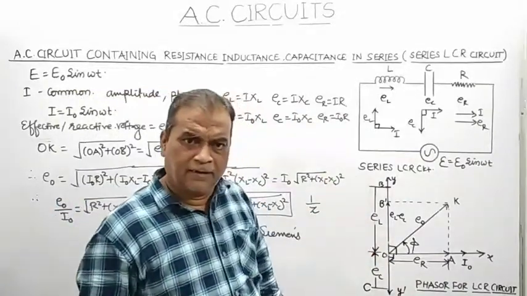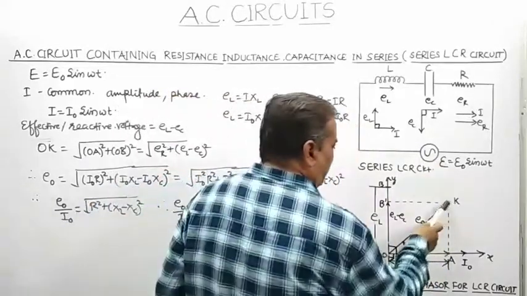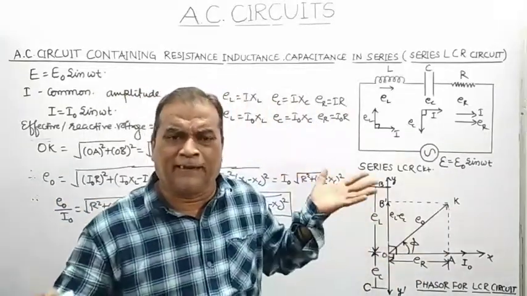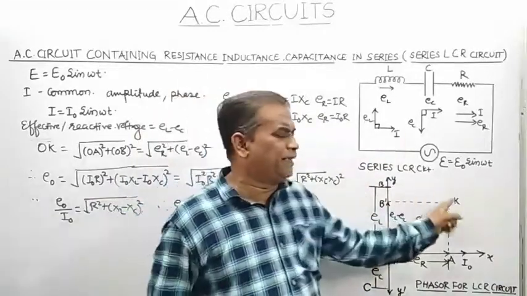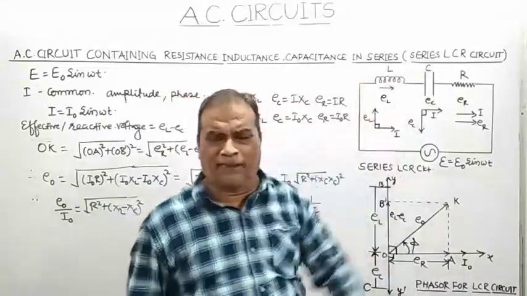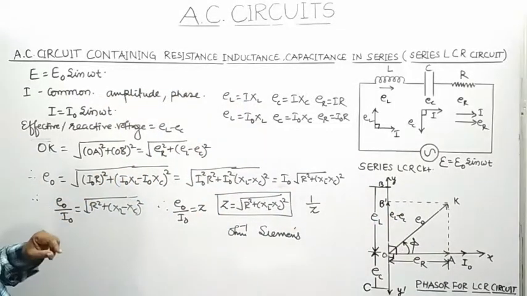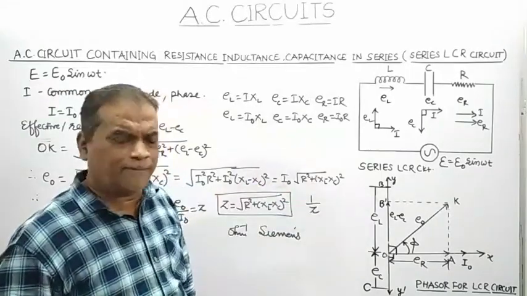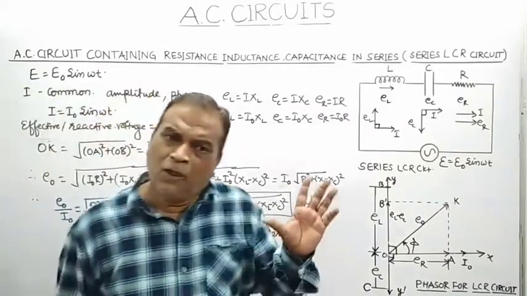So the net reactive voltage is EL minus EC, and that is represented by OB dash. Now in the rectangle or parallelogram OAKB dash, OA and OB dash represent the two vectors ER and EL minus EC. Their effect will be given by OK, and that effective voltage across the series combination of LCR circuit, E0, is equal to I0 into under root of R square plus XL minus XC whole square, or E0 upon I0 equals under root of R square plus XL minus XC whole square.